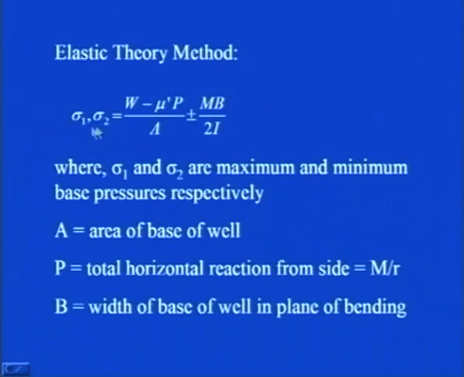So, here sigma 1 and sigma 2, one is maximum and another is minimum. They can be obtained as (W minus mu prime P) over A, plus or minus M B upon 2 I, where sigma 1 and sigma 2 are the maximum and minimum base pressures respectively. A is the area of base of well, P is the total horizontal reaction from side, which can be calculated as capital M upon R, and B is the width of base of well in the plane of bending.